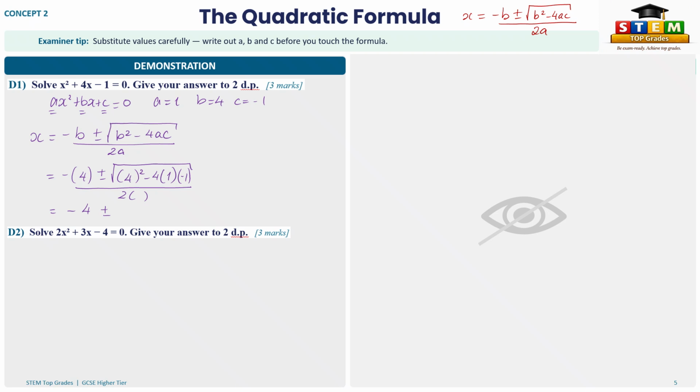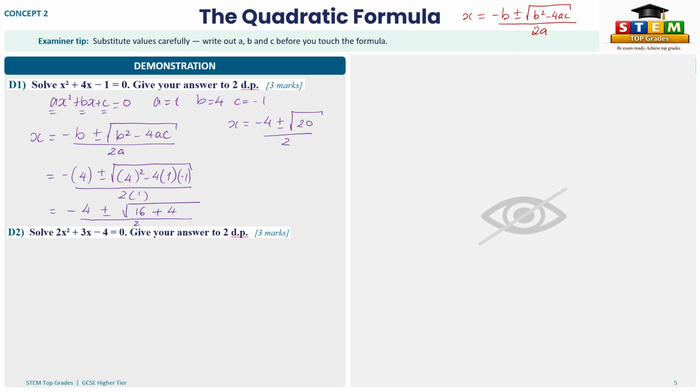Square root of 16 plus 4. I hope you have noticed it's minus times minus, and this is 2 times 1, which is 2. Okay, so x becomes minus 4 plus or minus square root of 16 plus 4, that's 20, over 2.